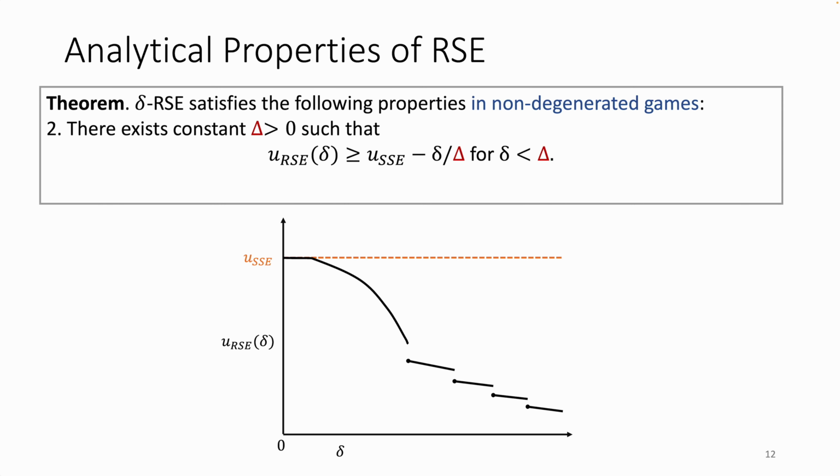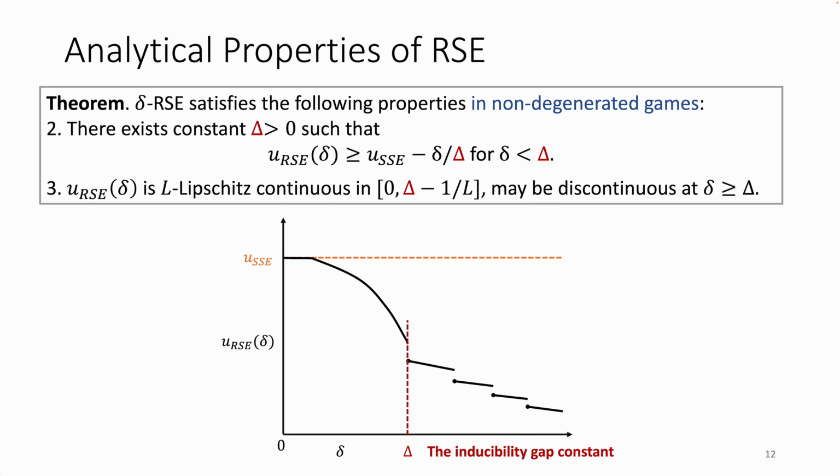Moreover, we have shown that there exists some constant, big Delta, such that whenever the small delta is less than big Delta, the RSE utility is lower bounded by SSE minus some linear factor with respect to the small delta. And we call this Delta the inducibility gap constant. We can also show that the RSE utility function is Lipschitz continuous within the interval between 0 and Delta minus L.